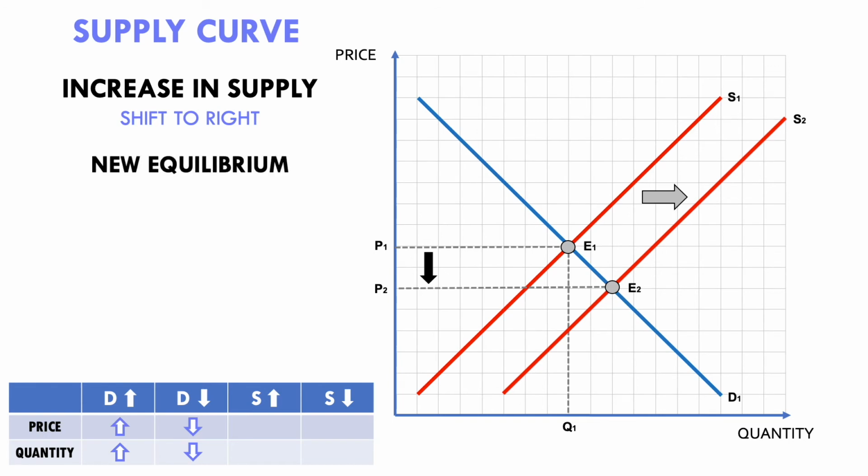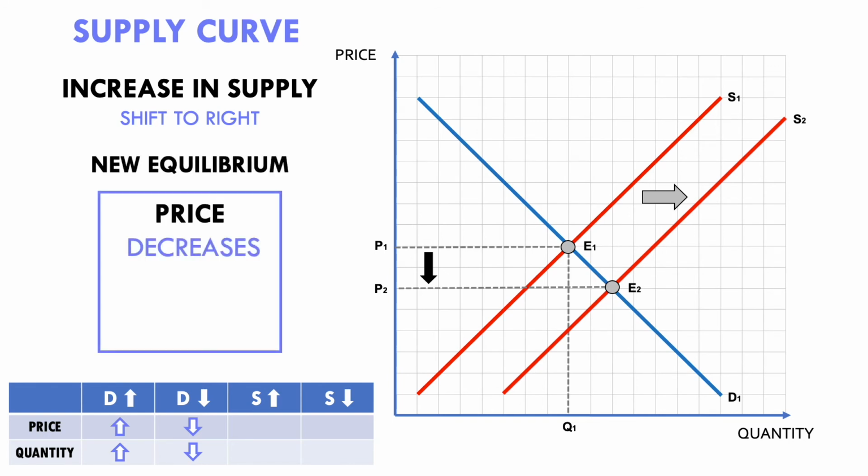So at our new equilibrium, the price has decreased, but what happens to our quantity? Well, whenever there's more of something available, in order to get rid of it all, they have to lower the price, but there's also more of it available. And so we notice that we have a quantity increase from E1 to E2.